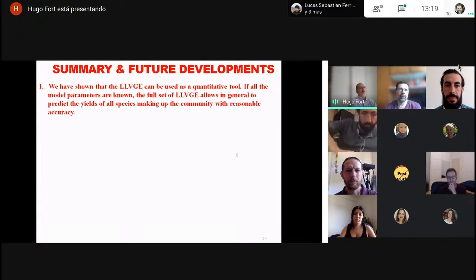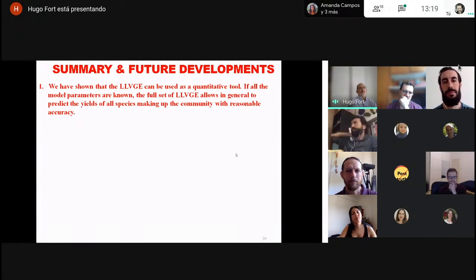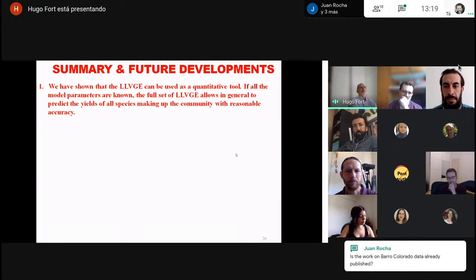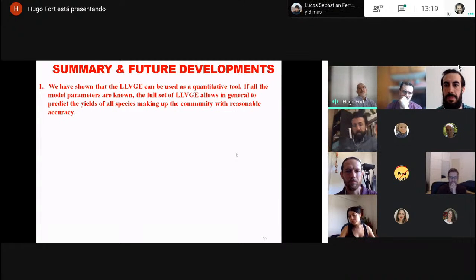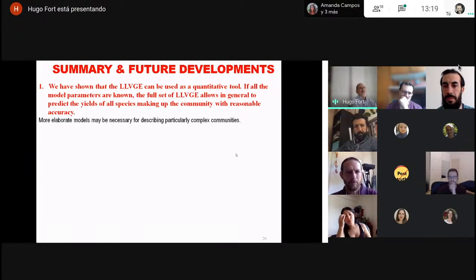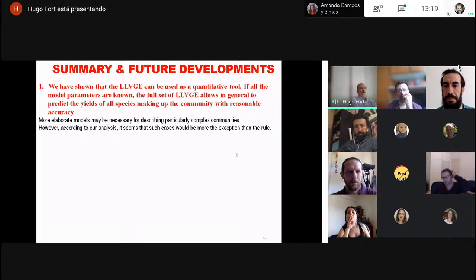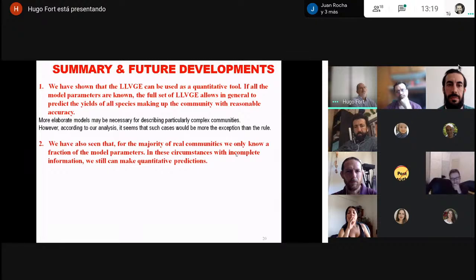Well, first we have shown that the generalized Lotka-Volterra equation can be used as a quantitative tool. If all the model parameters are known, the full set of linear generalized Lotka-Volterra equations allows, in general, to predict the yields of all species making up the community with reasonable accuracy. More elaborate models may be necessary for describing particular complex communities. However, according to our analysis, it seems that such cases would be more the exception than the rule.